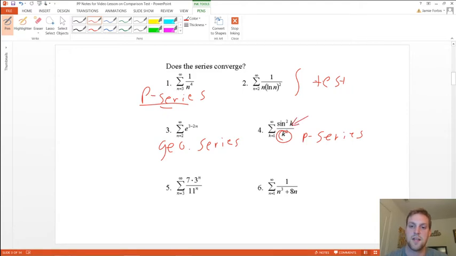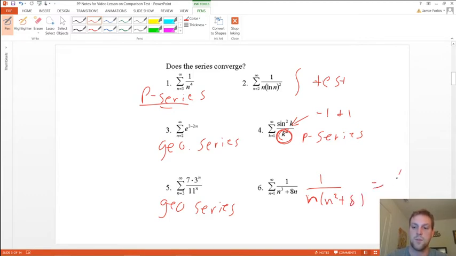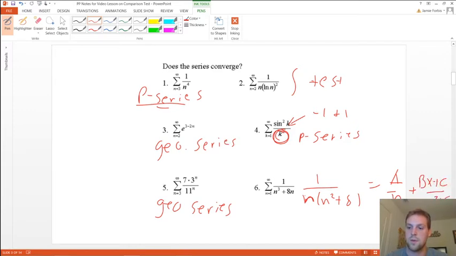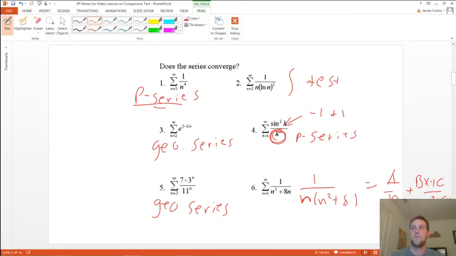Because the top is oscillating between -1 and 1, that's almost not increasing or decreasing in any direction, so I can just compare the p-series. I converted this to a geometric series as well, and I actually decomposed this and split it up into two separate rationals. I did n times n squared plus 8. And I decompose that into A over n plus Bx plus C over n squared plus 8. So if you want to try that, you can.